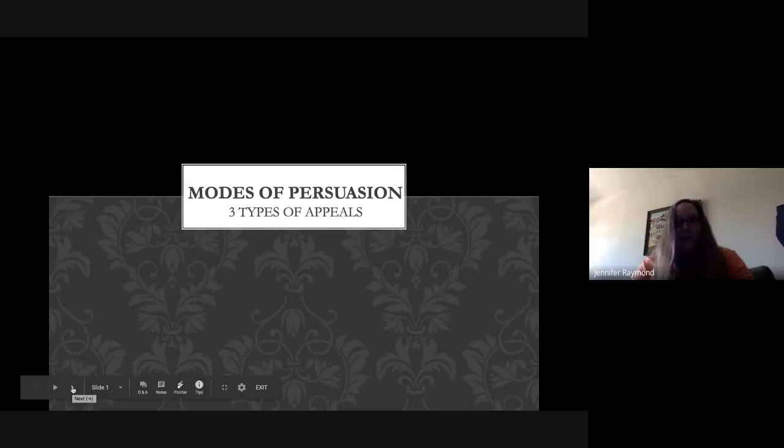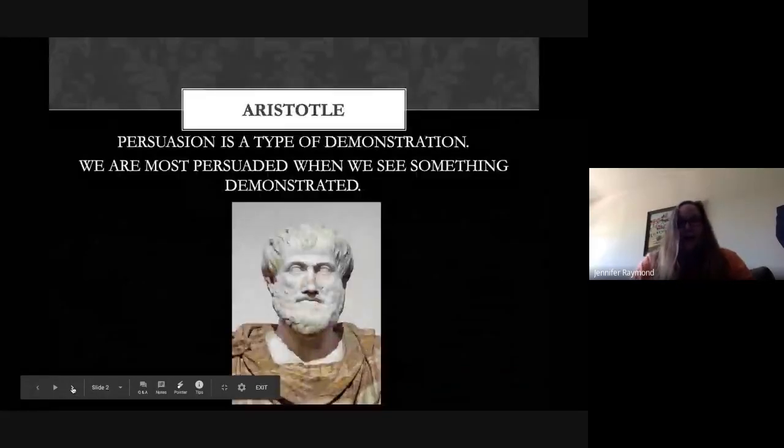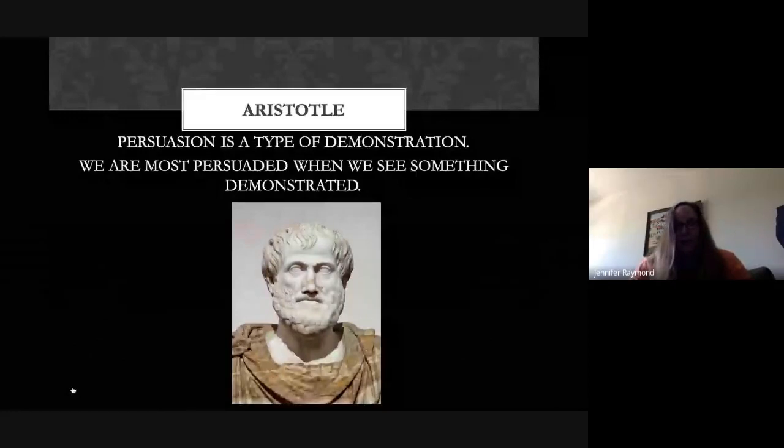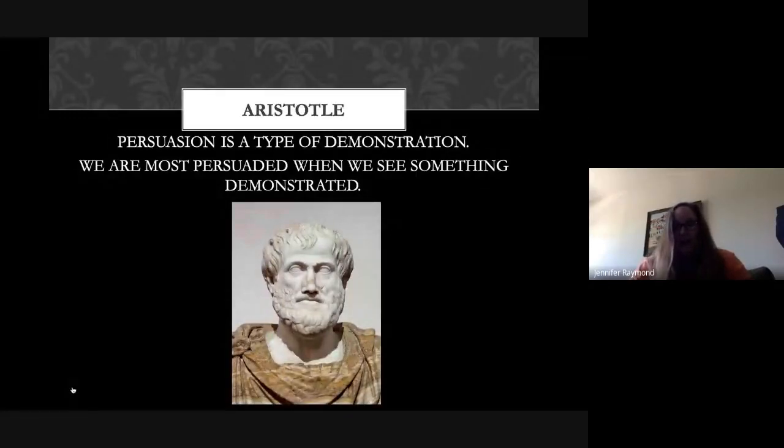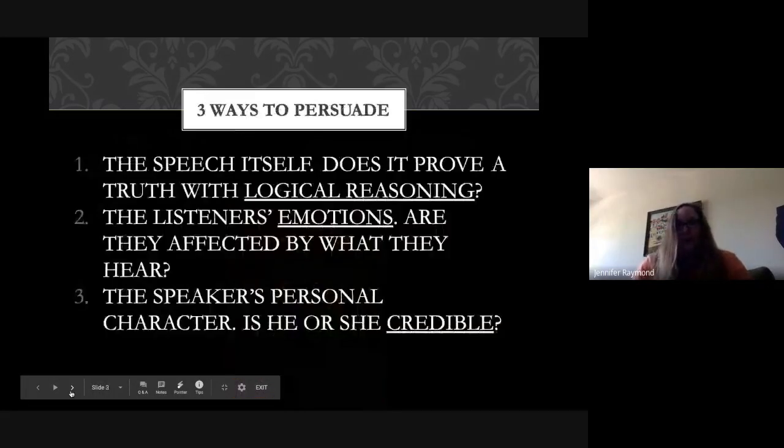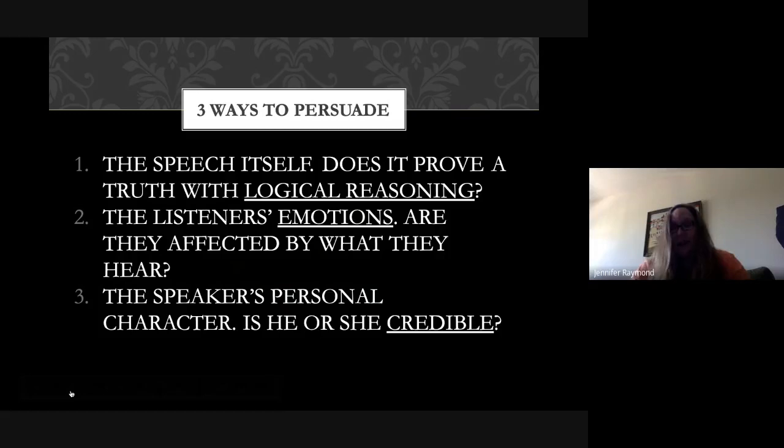And that brings up the three types of appeals to your audience. So we're going to go back old school here to Aristotle, an ancient Greek philosopher who studied rhetoric and how to be the most persuasive to your audience. And he thought that persuading is a type of demonstrating, that we're most persuaded by something when we see someone demonstrate it to us, like prove it to us. And so there are three ways to do that. And the first way is by the speech itself. Does it prove some kind of truth with logical reasoning?